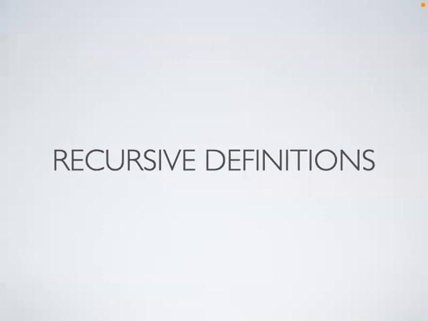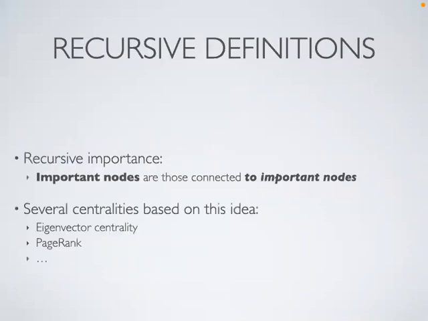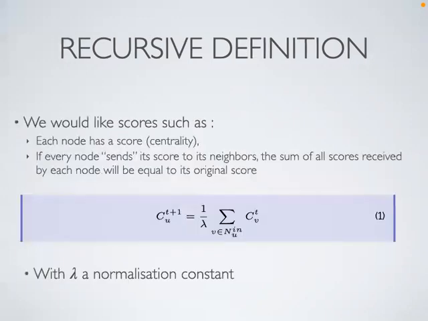Okay, so recursive definitions. We have seen these measures of centralities. There is another category which is often used, which is based on a different idea, the idea of recursive importance: a node is important if it's connected to important nodes. And there are several centralities based on this idea, eigenvector centrality, PageRank, and a few other ones.